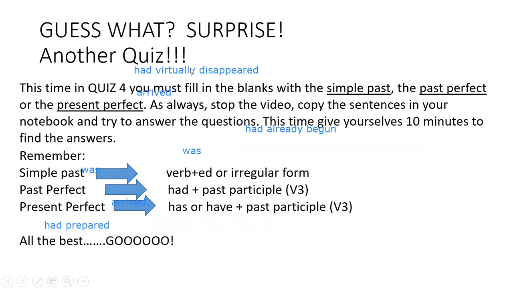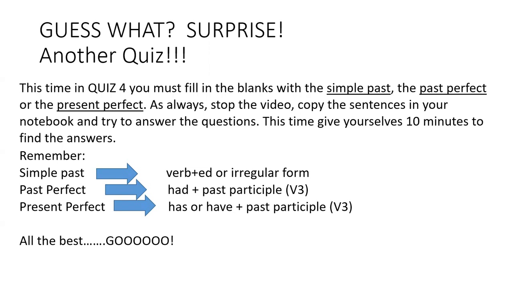Okay, so guess what? We have another surprise for you. And this time, the surprise is, guess what? Another quiz. This time in quiz 4, this is the fourth quiz that you have to do in this lesson, which is made up of 3 parts, and this is the third part. So quiz 4, you must fill in the blanks with the simple past, the past perfect, or the present perfect. So this is more demanding. Now you have 3 tenses that you need to work with.